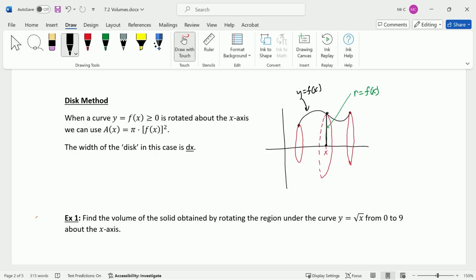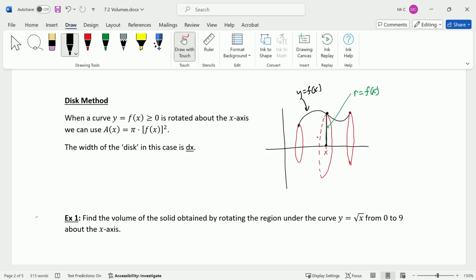And so we call that a disk. And it's a circle with some thickness. Now the radius of that disk is r equals f of x, the height of the function at that point. And since all of our cross sections will form circles, that tells us our area function will be pi times r squared. And in this case, r is f of x, so pi times f of x squared. And again, the width of this disk is dx.